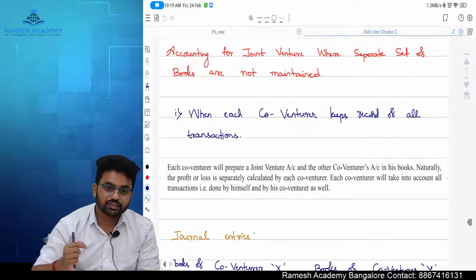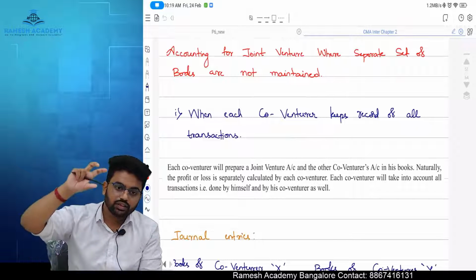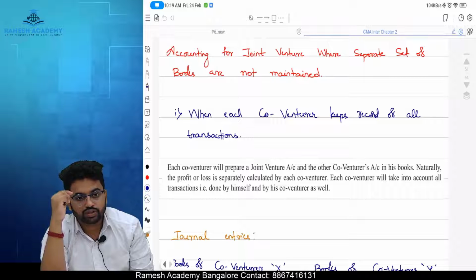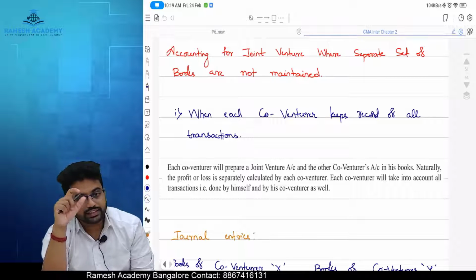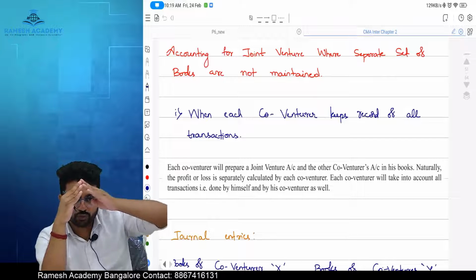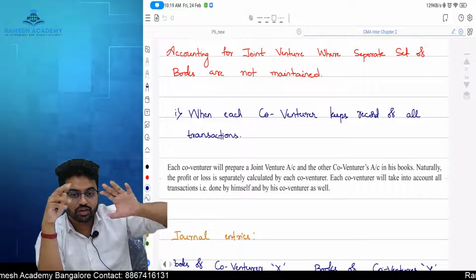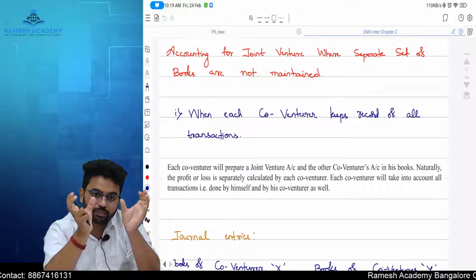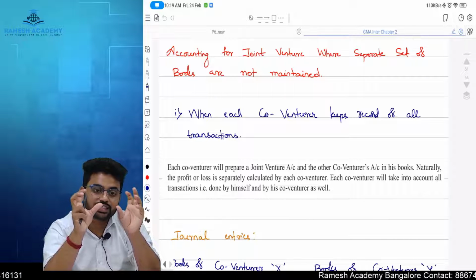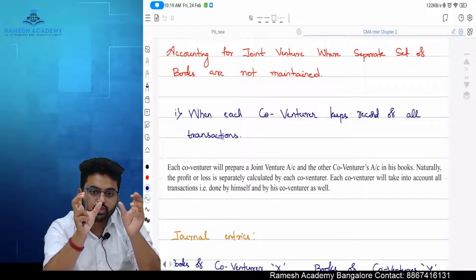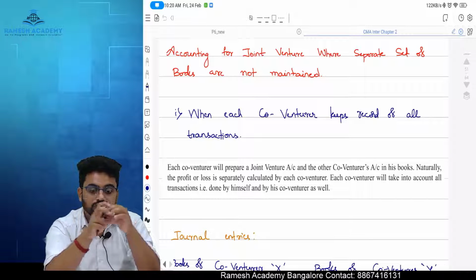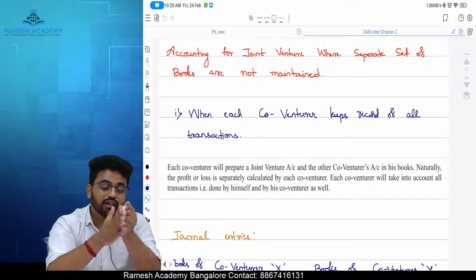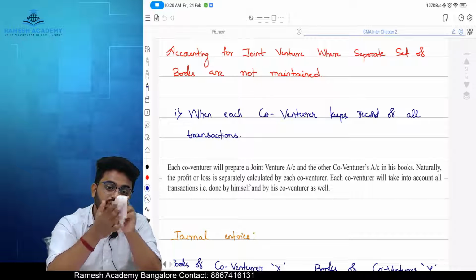Next method is where the separate set of books are not maintained. When the separate set of books are not maintained, again it opens scope for two things. When the separate set of books is not maintained, how does the transaction happen? Each co-venturer will record the transaction in their own books. Now, each co-venturer will record, that's fine. But whether they are going to record only their own transactions or all the transactions.